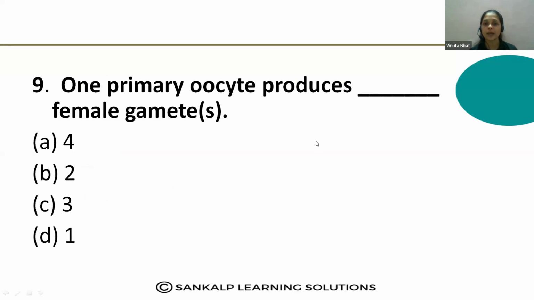Next one. One primary oocyte produces dash female gamete. Write down the answer in the comment box. One primary oocyte produces how many female gametes? You know that one primary spermatocyte produces 4 sperms. But how many female gametes are produced from one primary oocyte?